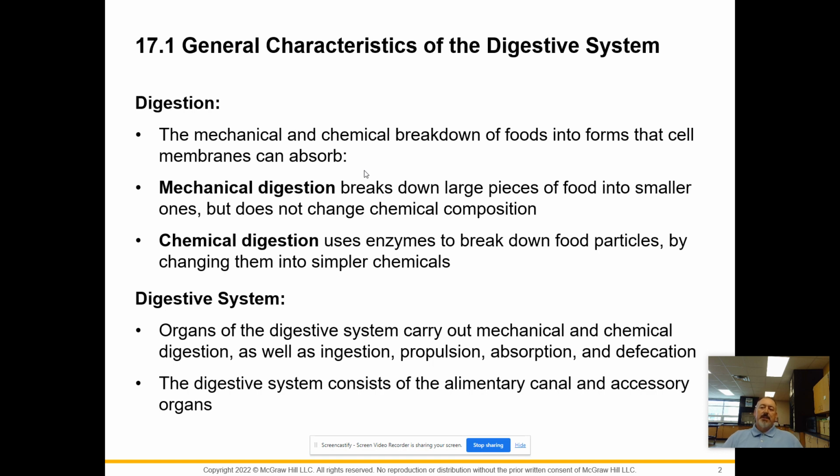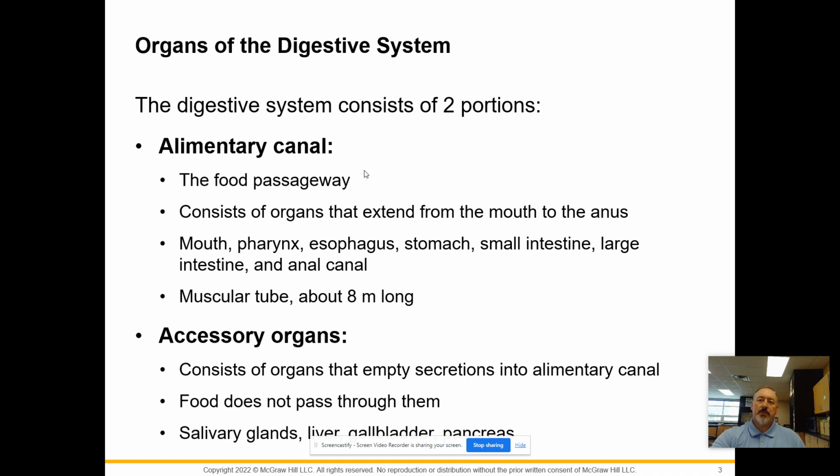The digestive system consists of the alimentary canal and the accessory organs. So we're going to start with the alimentary canal. What is the alimentary canal? This is the food passageway. This is going to consist of organs that extend from mouth to anus. So we are a tube within a tube. So mouth, pharynx, esophagus, stomach, small intestine, large intestine, and eventually the anal canal. It's a muscular tube, roughly 8 meters long.